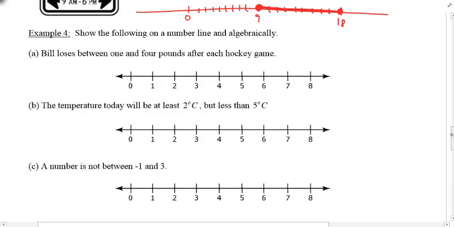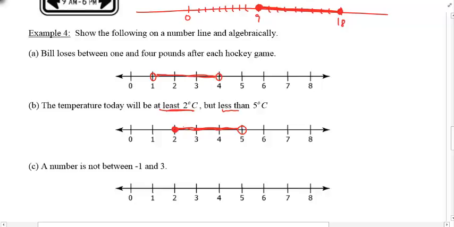Bill loses between 1 and 4 pounds. Wow. Between 1 and 4. Now, between means it has to be in between, not including, so we'll leave it as an open dot and everything in between. Okay? Temperature today will be at least 2, so that includes the 2, solid dot, but less than 5. Doesn't include, so like this. One can be solid, one can be open, and shade everything in between.